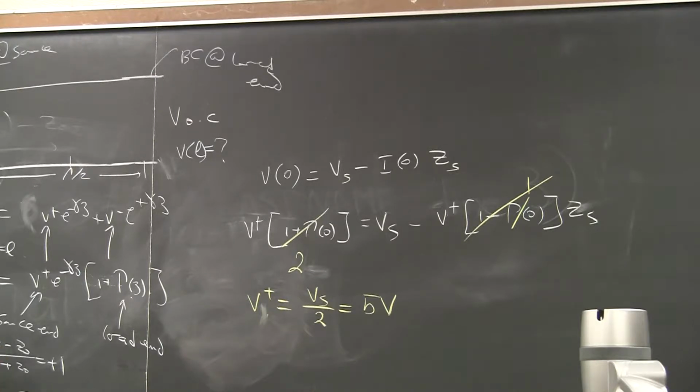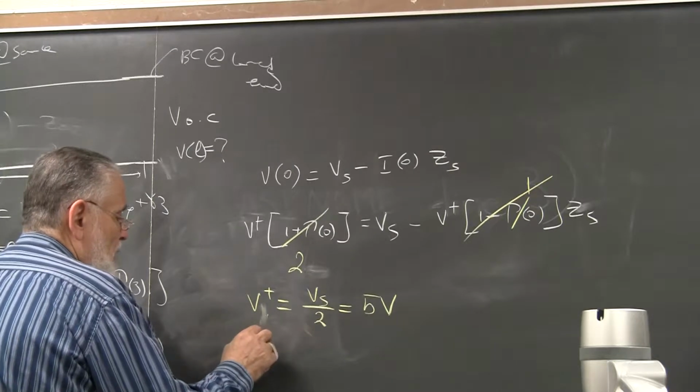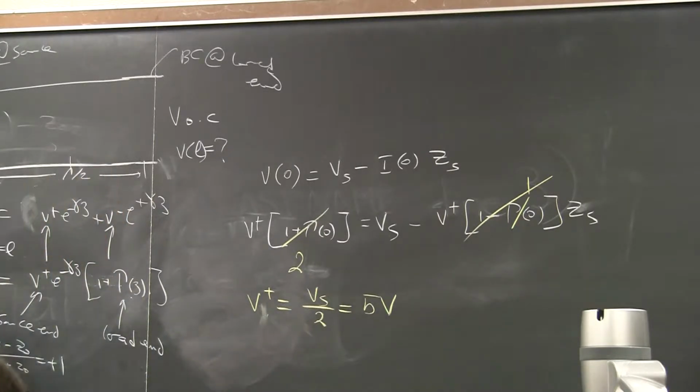All right, so that's Vs over 2. That means V plus is equal to 5 volts. Okay? That means I have the V plus. That's all that I need now, right? We need the V plus. So I go back and write my expression now at the load.